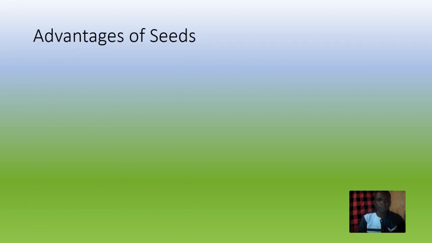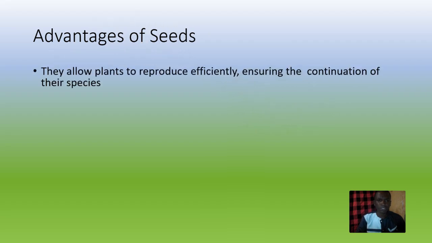So these are some of the advantages of seeds. Seeds allow plants to reproduce efficiently, ensuring the continuation of their species. Now, if we didn't have any seeds in the world, I think the plants would be no more. So that is one of the advantages, that it allows plants to reproduce efficiently, ensuring the continuation of their species.